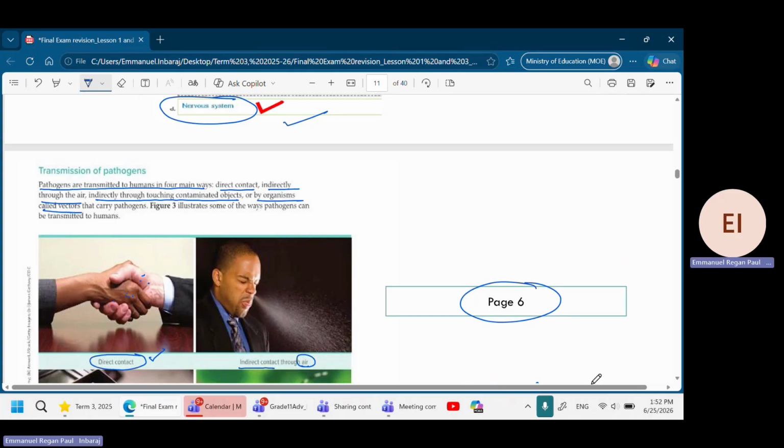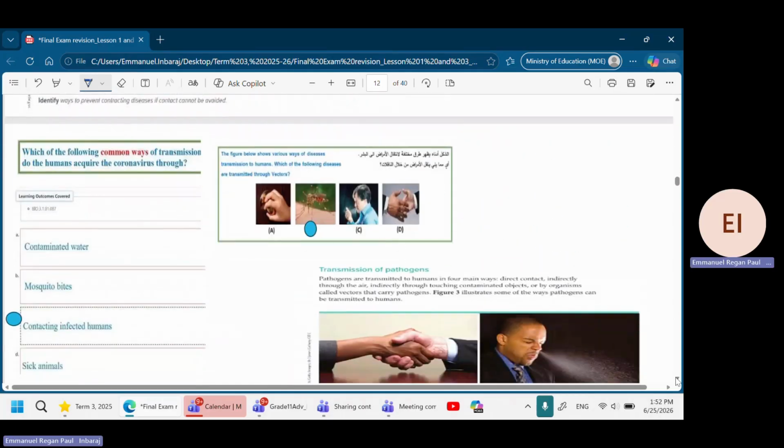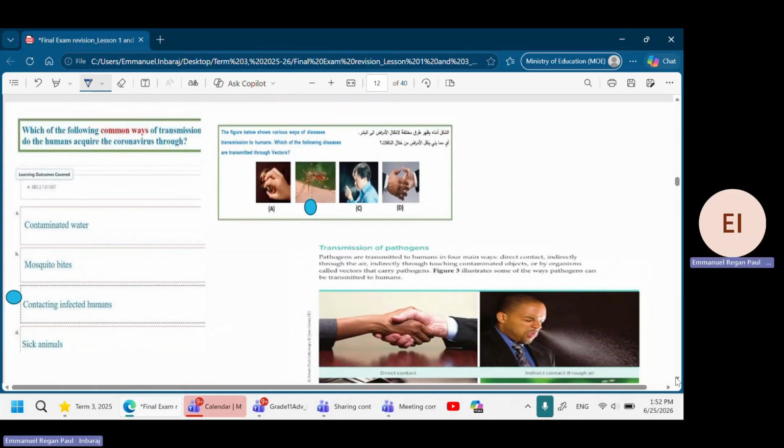Now let's look at some of the questions here. Which of the following is a common way of transmission by which humans acquire the coronavirus? So how does the coronavirus enter the human, or how does it transmit from one person to the other? It transmits only by humans, not by water, not by mosquito bite, not by sick animals. It's only from another human.